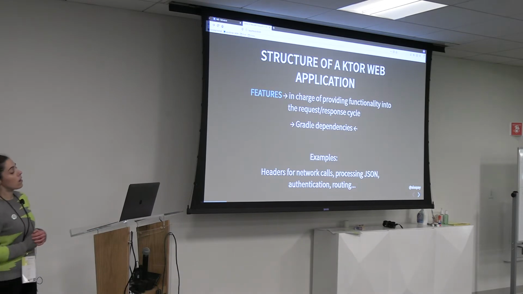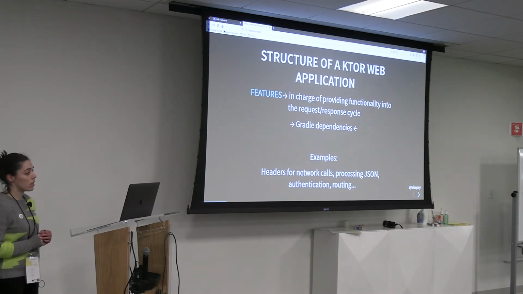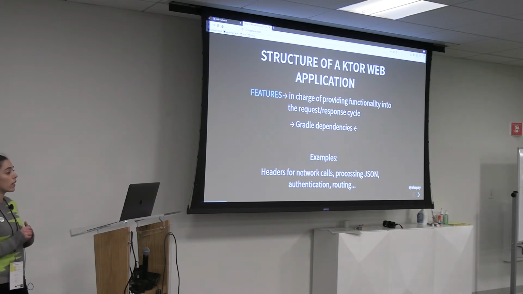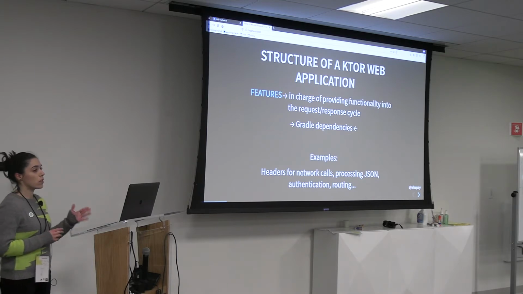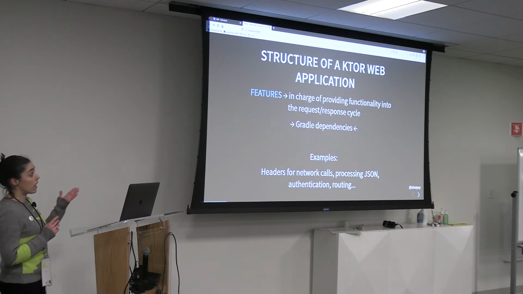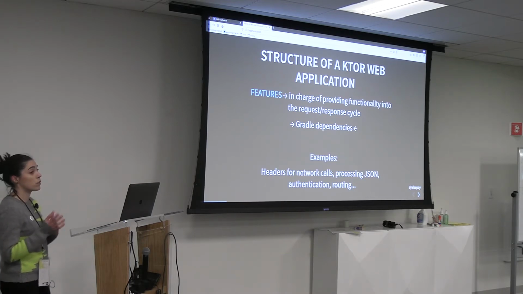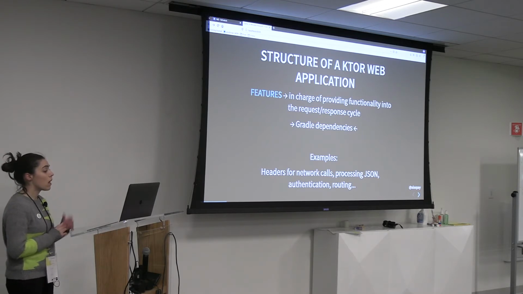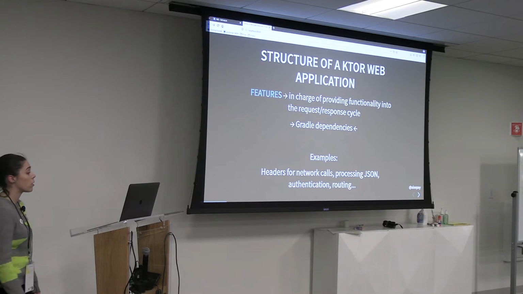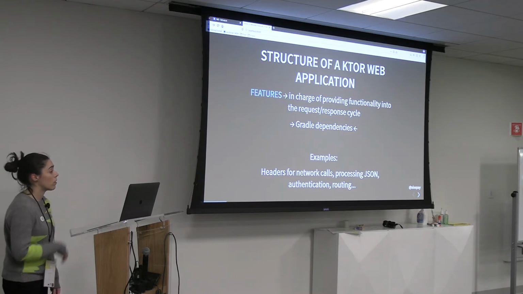The way that a Ktor application is built is that we have our main application, and then depending on the functionality that we need to add to it, we just install what are called features. They're in charge of providing functionality into the request-response cycle. And it's very easy because we just need to add the specific Gradle dependency that we need. Some examples of features are headers for network calls, processing JSON, which you're going to be seeing shortly, authentication, and routing.